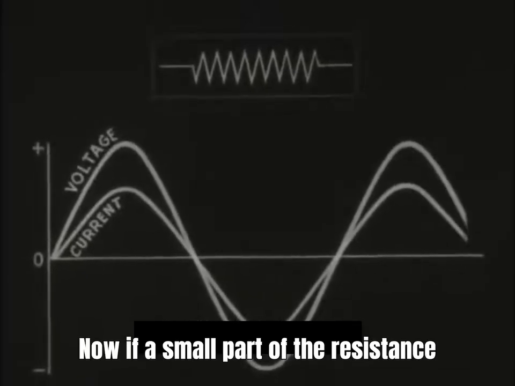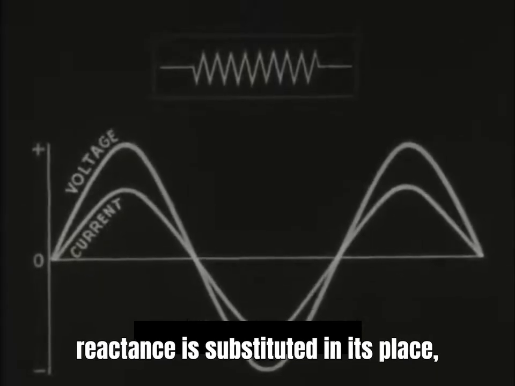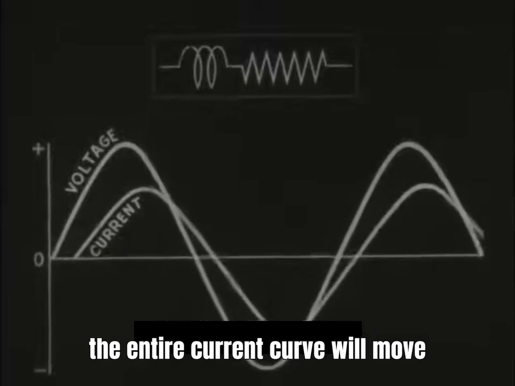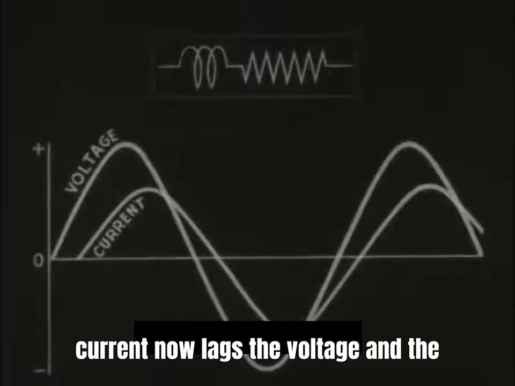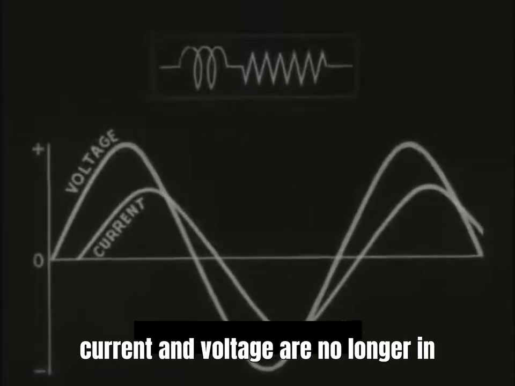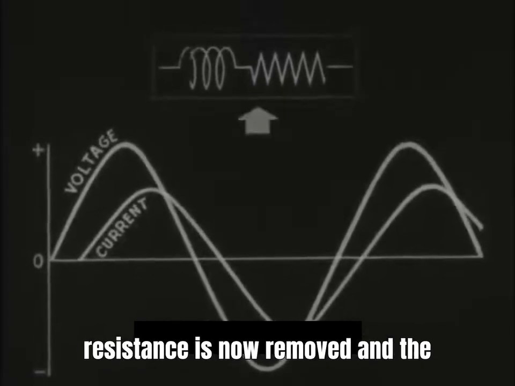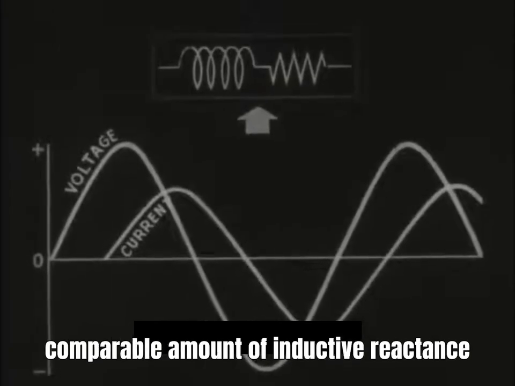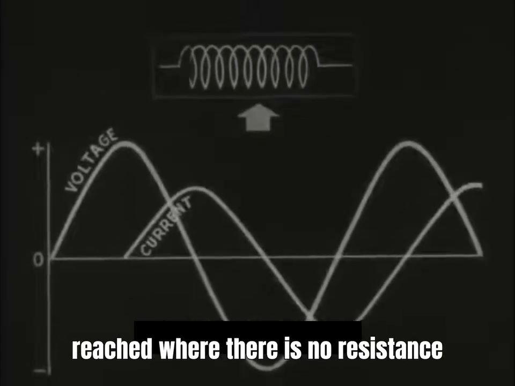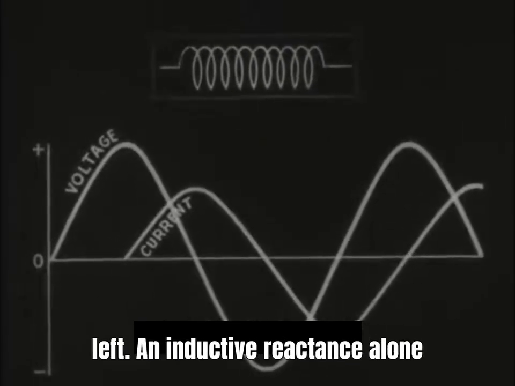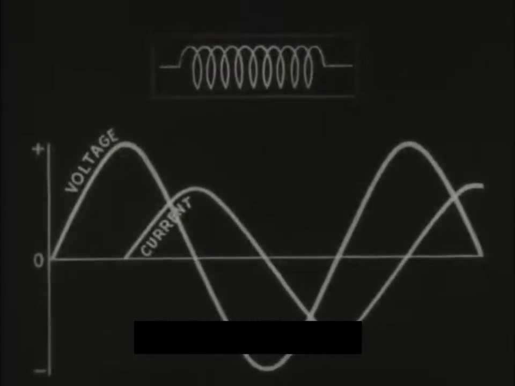Now, if a small part of the resistance is removed and a small inductive reactance is substituted in its place, the entire current curve will move slightly to the right, showing that the current now lags the voltage, and the current and voltage are no longer in phase. The points of zero voltage and zero current no longer coincide. More resistance is now removed, and a comparable amount of inductive reactance is substituted. Finally, a point is reached where there is no resistance left, and inductive reactance alone displaces the current curve to its maximum distance to the right.